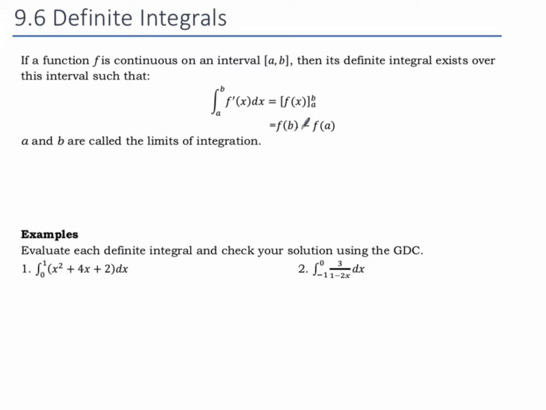For now, you just need to know that the definite integral from a to b is just F of b minus F of a, where those are the integrals. A and b are called the limits of integration. So let's do an example. Let's do example number 2 here.